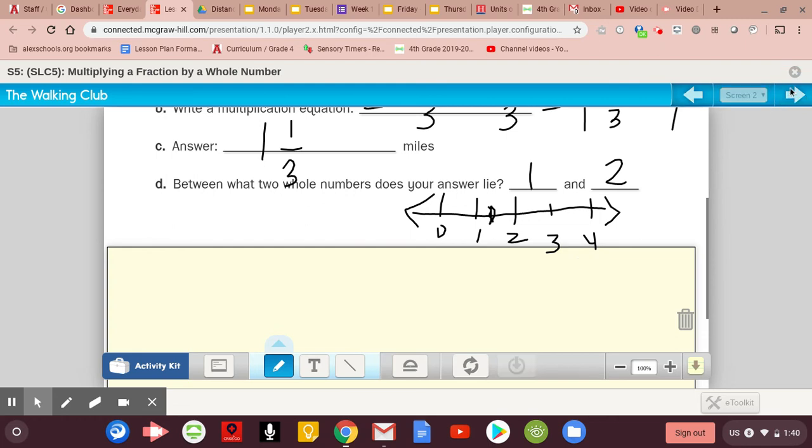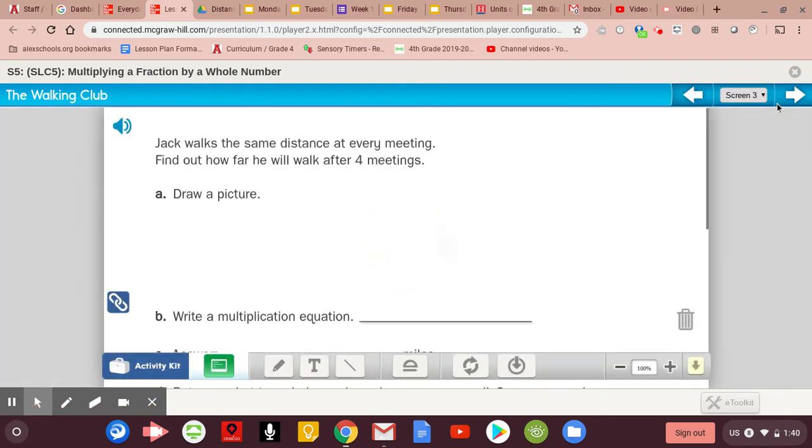That was pretty quick. So number 2 says, Jack walks the same distance at every meeting. Find out how far he will walk after 4 meetings. So we have to look back up at the top. Jack walks 5/6 of a mile every meeting. And we need to figure out how much he does in 4 meetings. So I'm going to start with my circles again. So 1 meeting, he does 5/6.